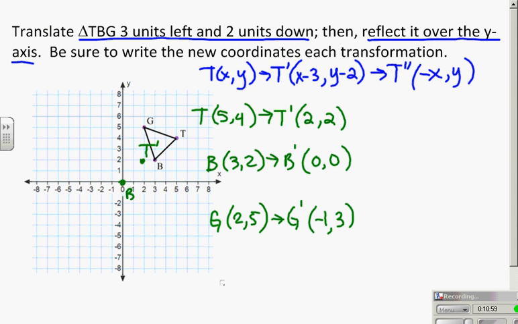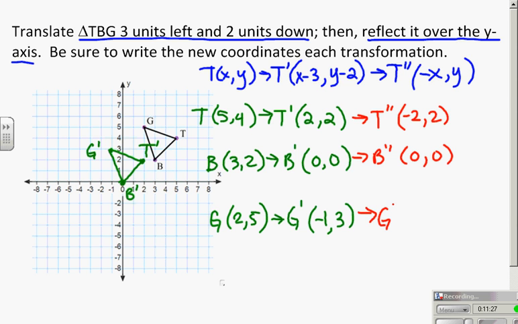So 2, 2, there's my T prime. 0, 0 is B prime, and negative 1, positive 3 is G prime. Triangle has clearly been slid down and left. Now, let's go ahead and do this reflection. T double prime is negative 2, 2.